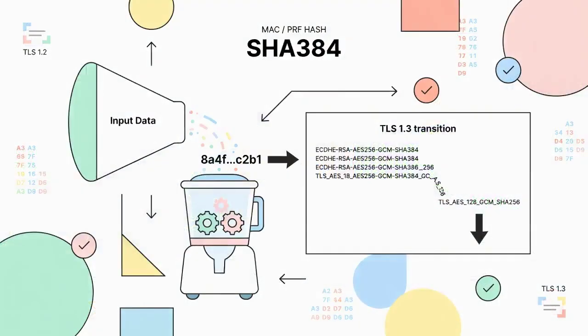The fourth segment, SHA-384, names the hash used for the MAC and the TLS pseudo-random function in TLS 1.2. It verifies that nothing was altered in transit and helps derive session keys. Worth noting, in TLS 1.3, AEAD ciphers like GCM bake the MAC directly into the encryption, so the hash name drops out of the suite. The cipher string gets shorter.